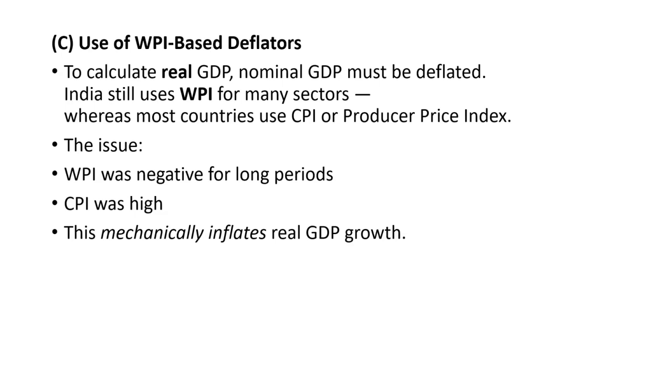Third one is use of WPI based deflators. To calculate real GDP, nominal GDP must be deflated. India still uses WPI for many sectors, whereas most countries use CPI or producer price index. The issue: WPI was negative for long periods, CPI was high. This mechanically inflates real GDP growth.